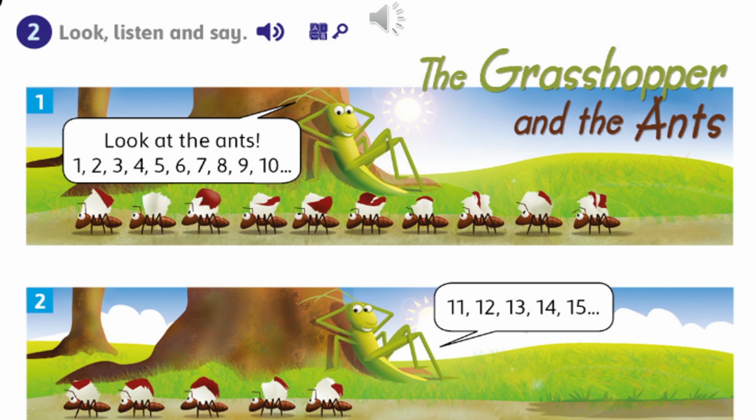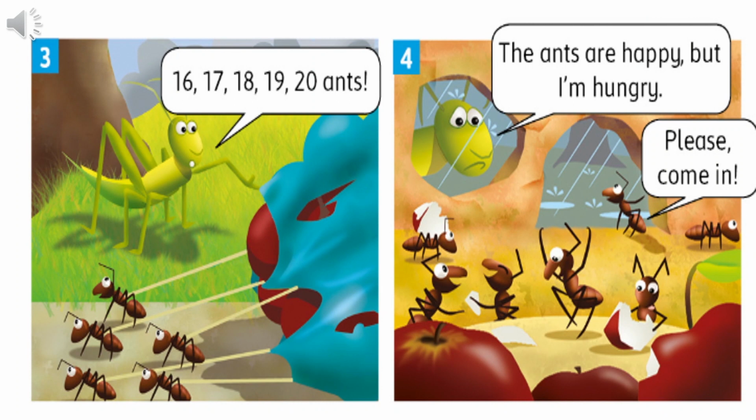Look at the ants. 1, 2, 3, 4, 5, 6, 7, 8, 9, 10. Ants. The ants are happy, but I'm hungry. Please, come in.